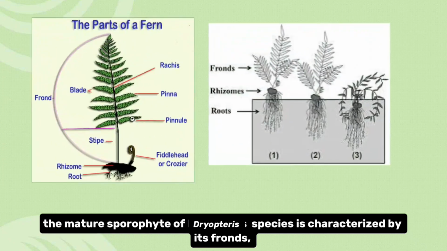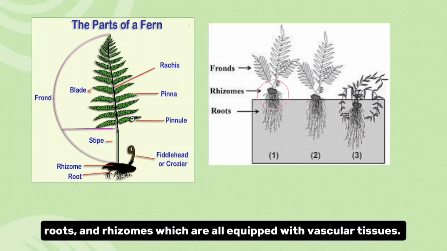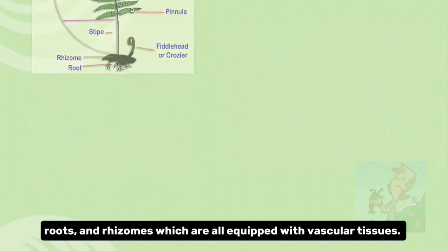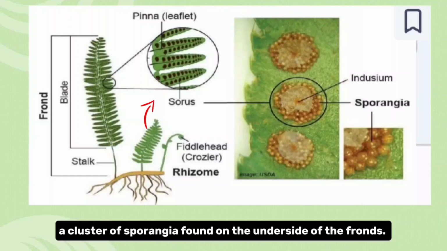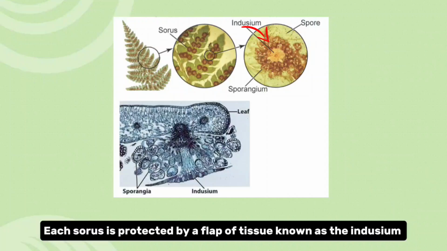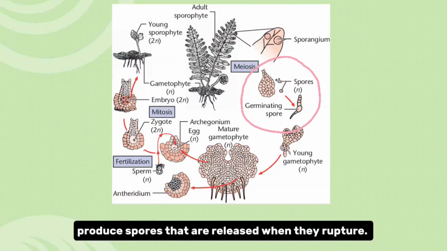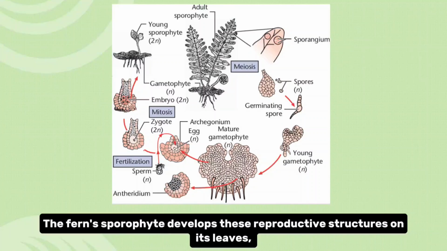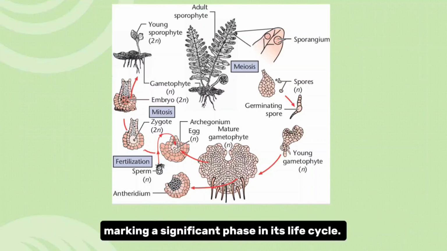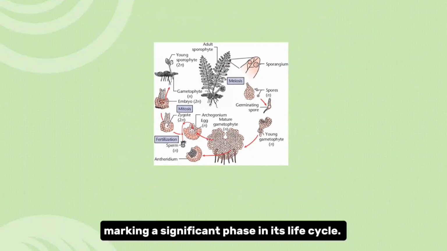life stages. In contrast, the mature sporophyte of Bryopteris species is characterized by its fronds, roots, and rhizomes, which are all equipped with vascular tissues. One prominent feature is the sorus, a cluster of sporangia found on the underside of the fronds. Each sorus is protected by a flap of tissue known as the indusium. The sporangia, which are multicellular organs resembling sacs, produce spores that are released when they rupture. The fern's sporophyte develops these reproductive structures on its leaves, marking a significant phase in its life cycle.